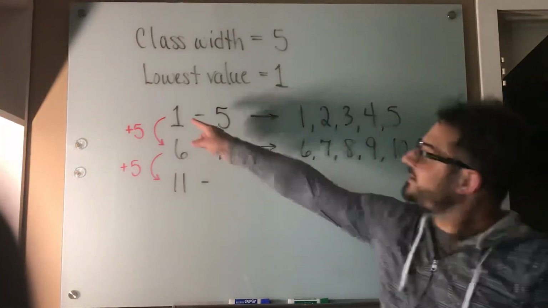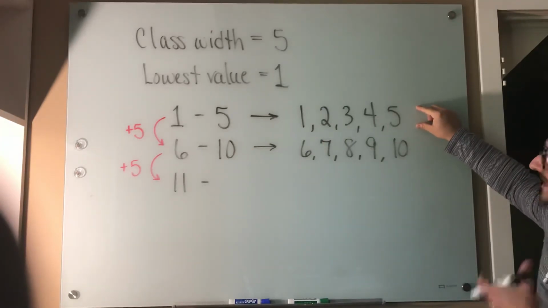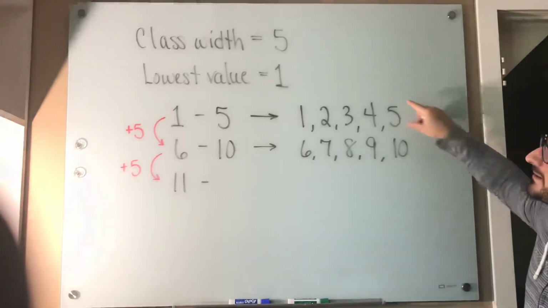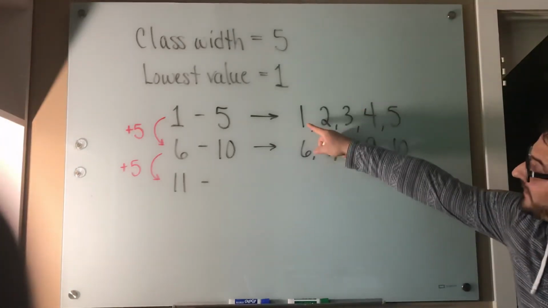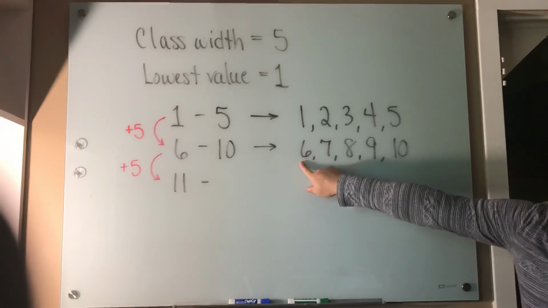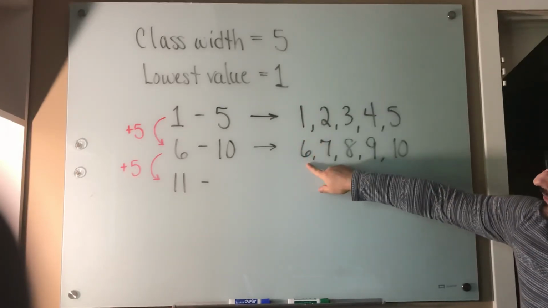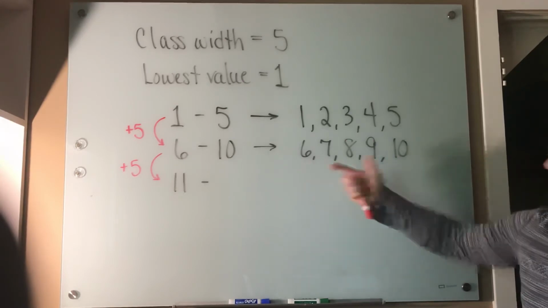If I went from 1 to 6, then the 6 would be up here and I wouldn't have a class width of 5. I'd have 6 items in each class. So to have a class width of 5, I need to have 5 in each class. And that means the next class starts after that. 1 plus 5 is 6. This is actually kind of neat.